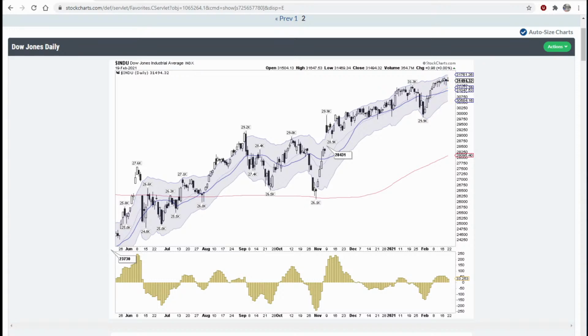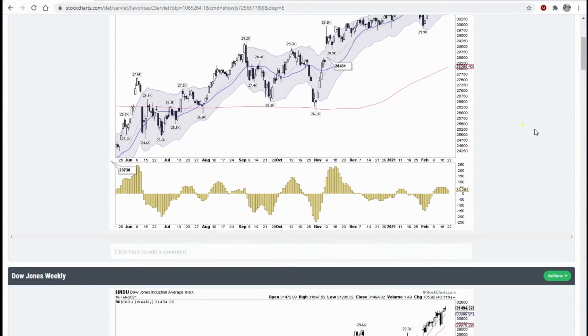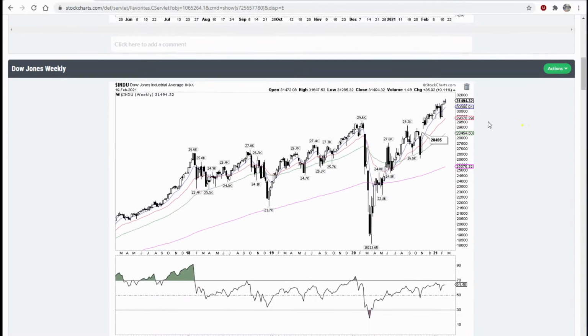But once again, we need to see it. We need to start seeing price below last week's lows. Last week's lows will be my line in the sand, my support for the Dow. Looking at the weekly chart, we closed with a kind of doji candle.